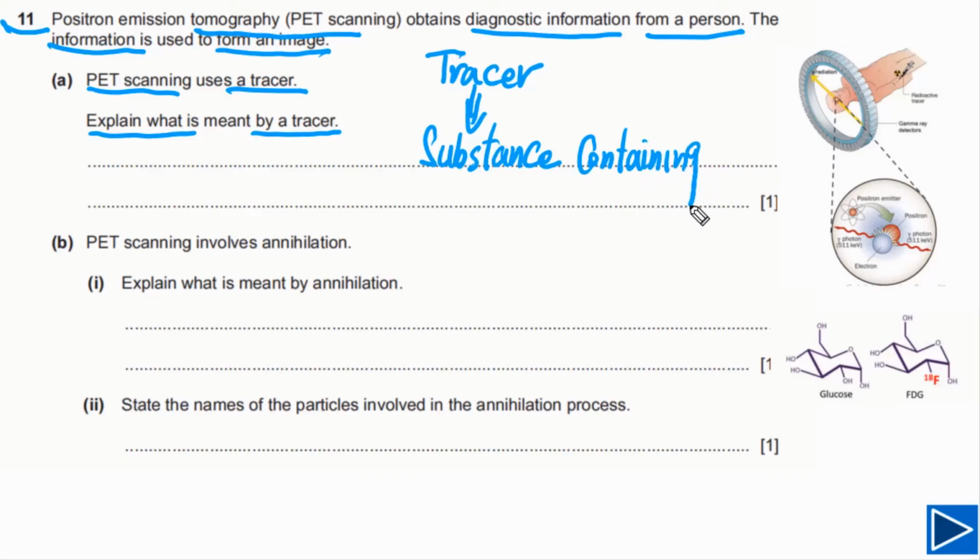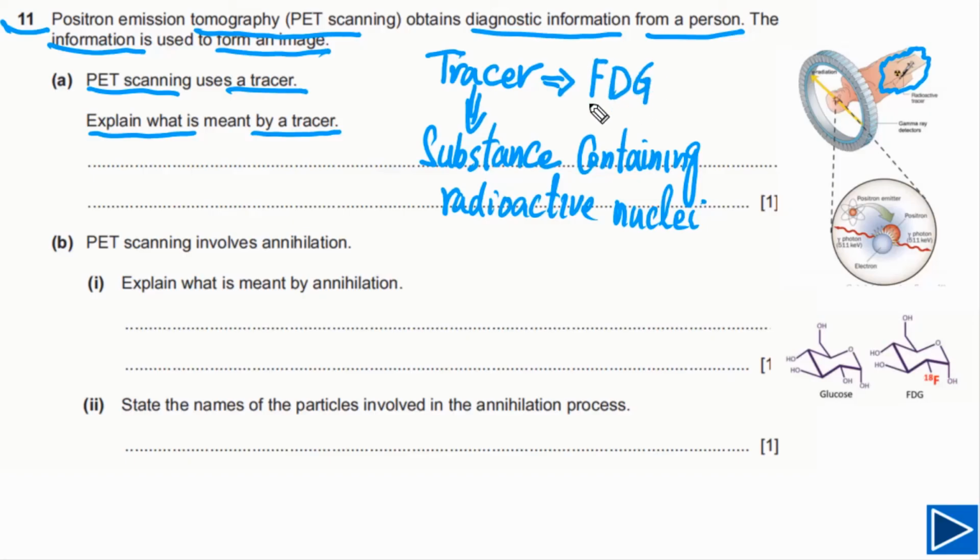So we can say tracer is a substance containing radioactive nuclei, and that substance is injected into the body of the patient. So we call this one tracer. We can use that substance to locate the position of a tumor or something else in the body of the patient. Now let's try to understand a little bit more about this one. The tracer we use in PET is called FDG, meaning fluorodeoxyglucose.